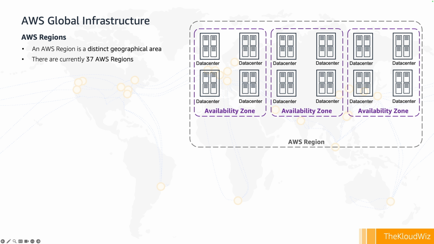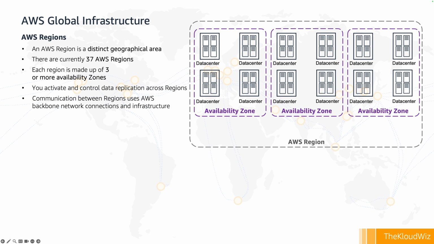And currently, AWS has about 37 regions, and each region is made up of three or more availability zones. Which means that there is a minimum of three availability zones in every region. And you, as a customer, choose and control the data replication across these regions. Communication between these regions uses AWS's own network connections and infrastructure.